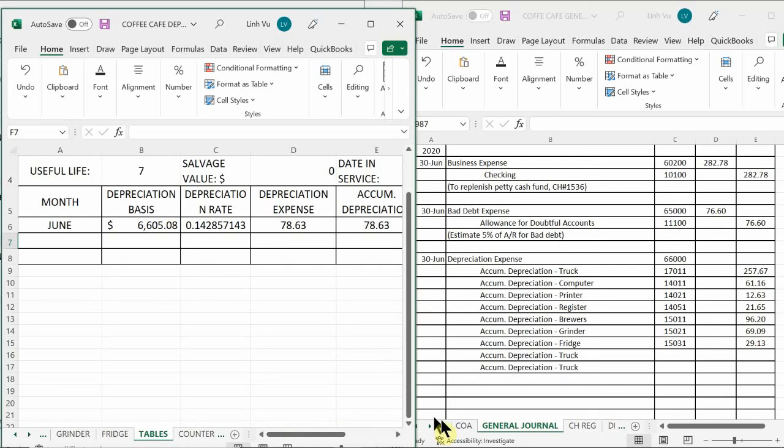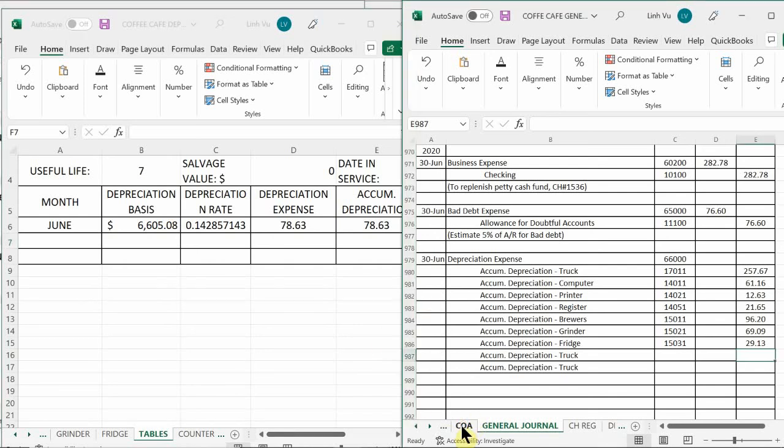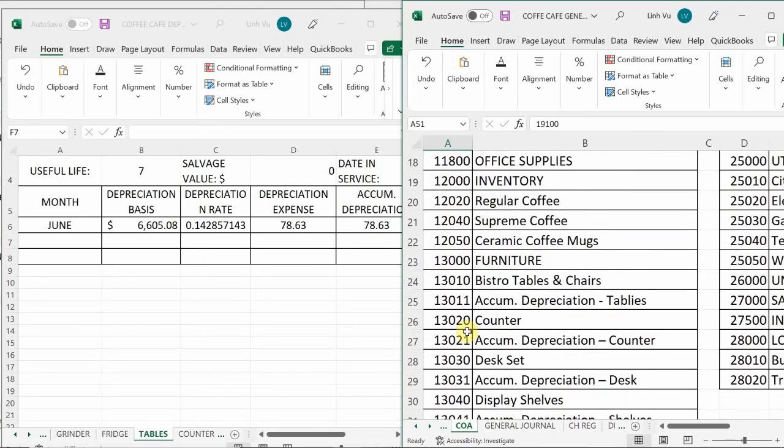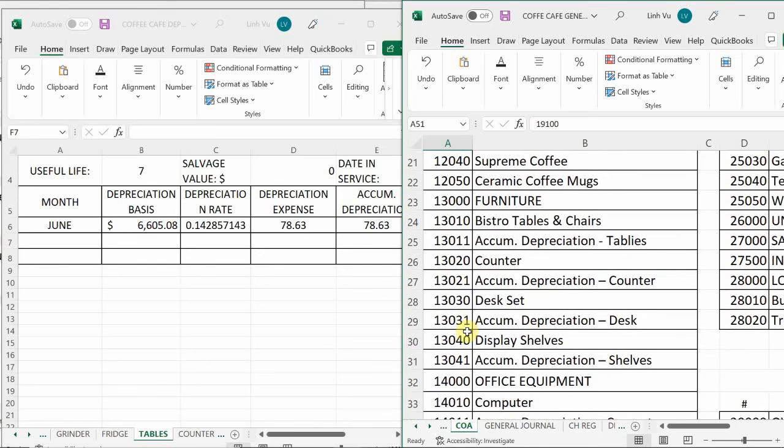Okay, so tables, counters, desk, and shelves. So let's see what those are. We got 1311 for the tables, 1321 for the counter, 1331 for the desk, and then 1341 for the shelves.